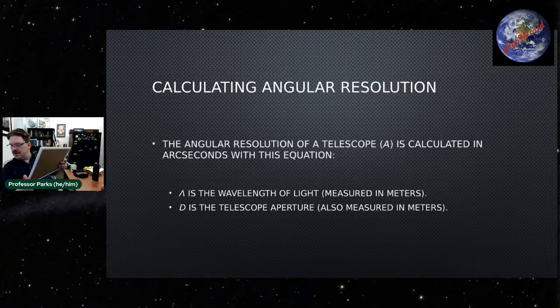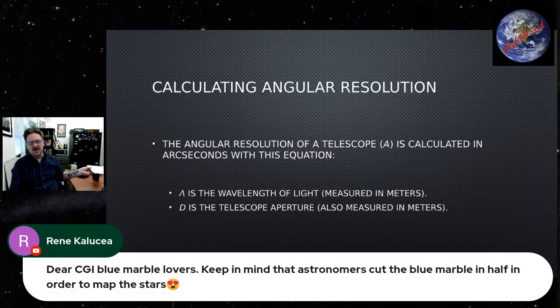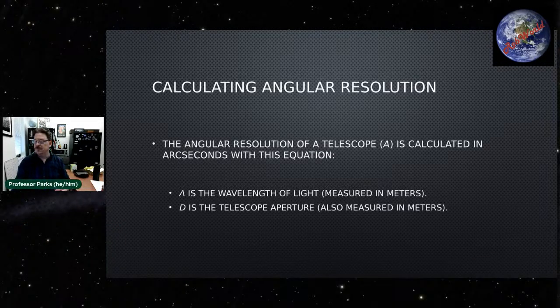I think we have a flat earther in the audience. Astronomers cut the blue marble in half in order to map the star. I'm not sure what that means. Renee, if you want to expand on that, please do. But I'm going to keep going.